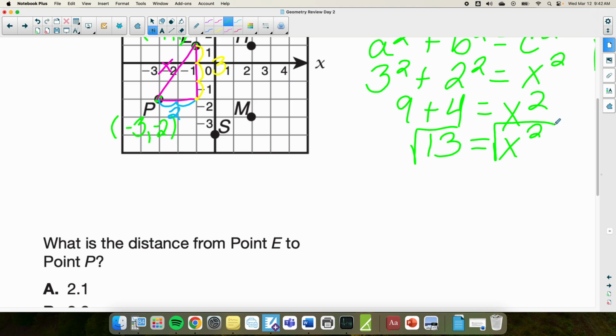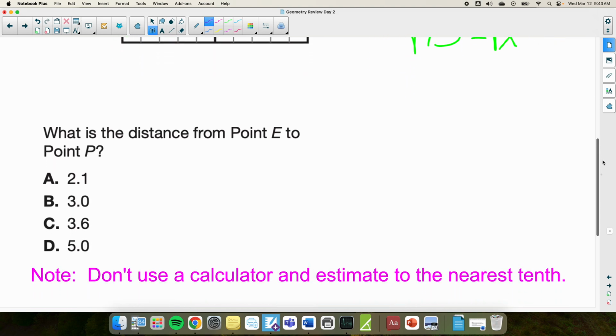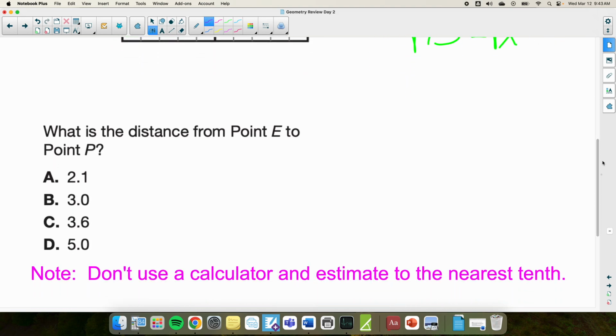And honestly, let me check if I have this one done. I think we just leave that as square root, but let me make sure. Oh, you're right. Thank you, thank you. So, it's multiple choice. So, here's what we're gonna do.